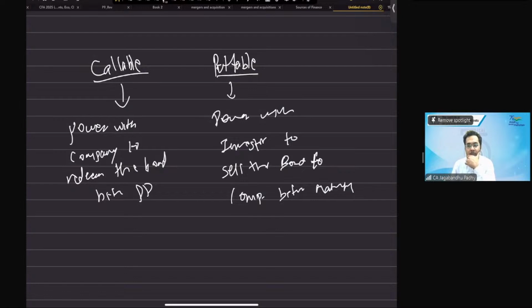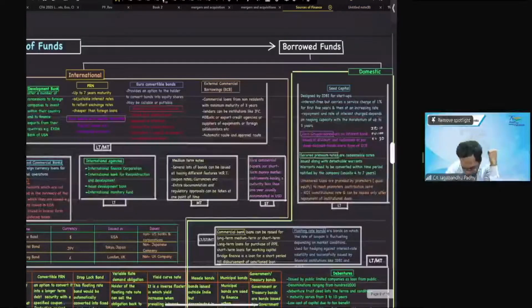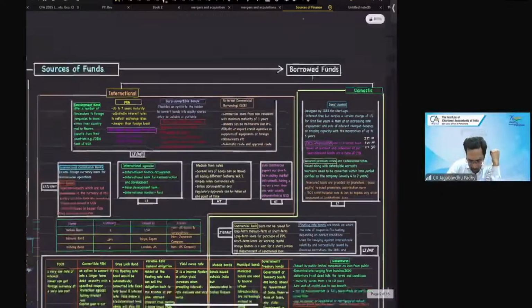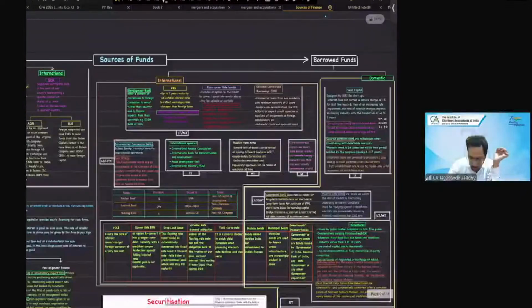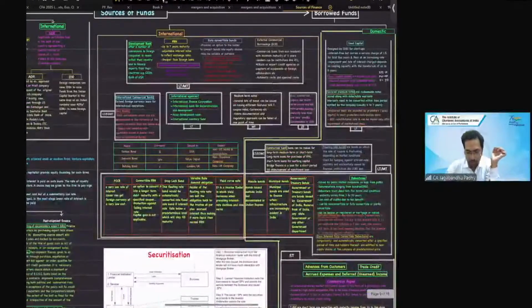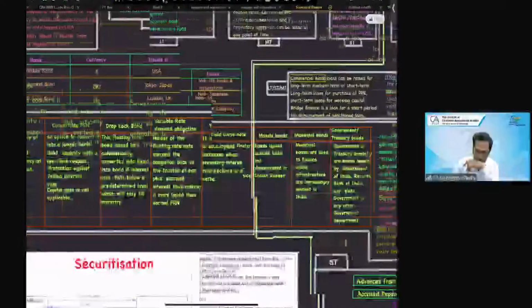Yes, Yukta. Good evening, sir. Good evening, Yukta. Sir, in this module, there is a concept called yield curve note. What is that? There's a concept called yield curve note. It's an inverse floater.